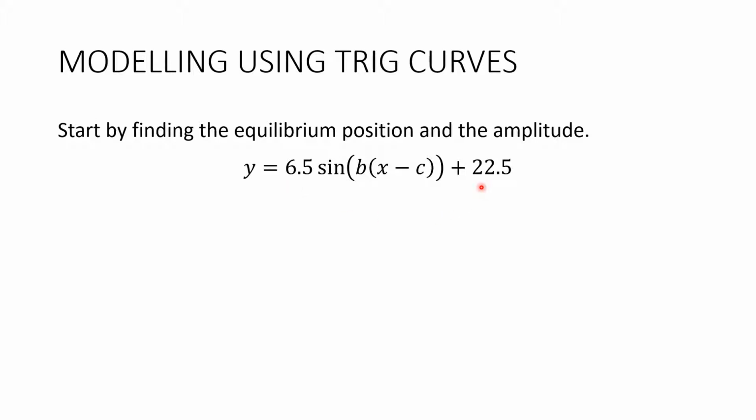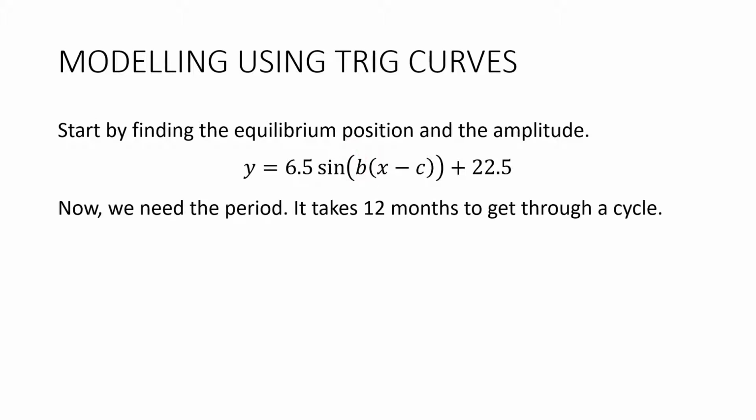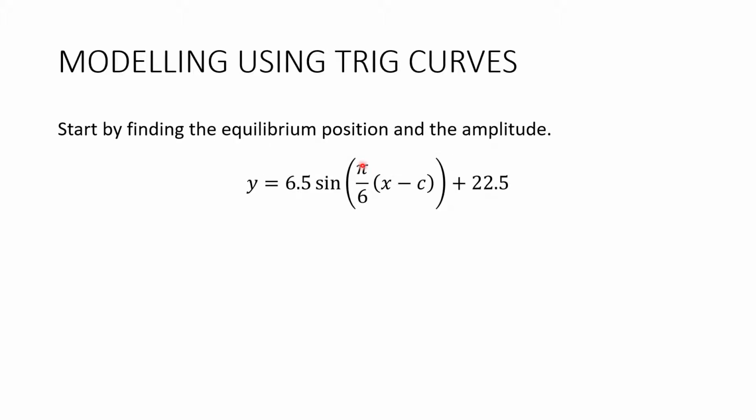The next thing we're going to find is this one here, which is related to the period, remember? Now, it takes 12 months to get through a cycle. So what we're going to do is make that 2 pi on B equal to 12. And we're just going to solve for B now. So B is going to equal pi on 6. So I'll put that in here.